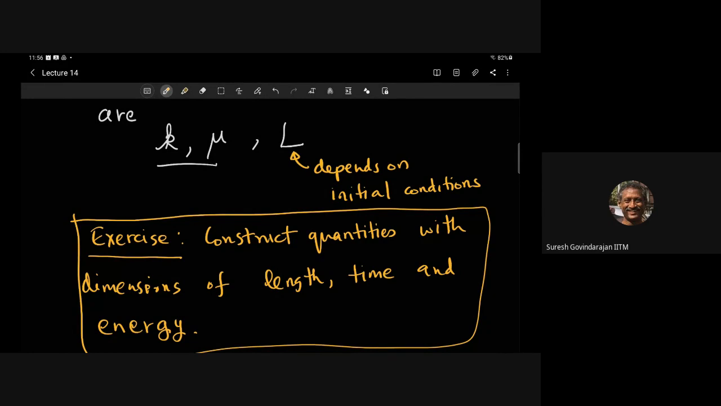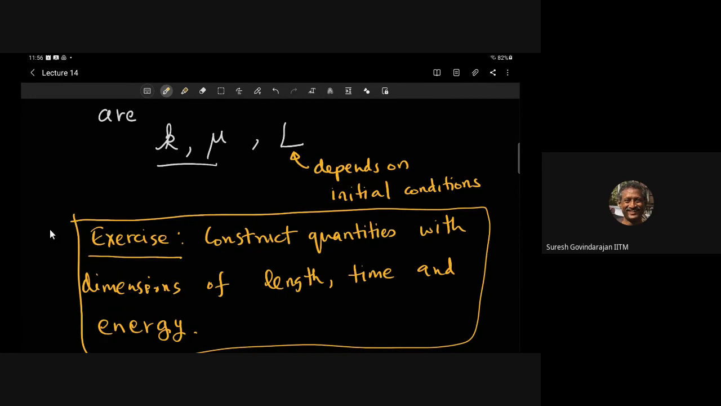Okay, so there's only one length scale you can come up with in the Kepler problem, one time scale and one energy scale. And it depends on L. It doesn't depend only on mu and K, it depends on L. So we need to give some additional initial condition. Okay, so I'll stop here.